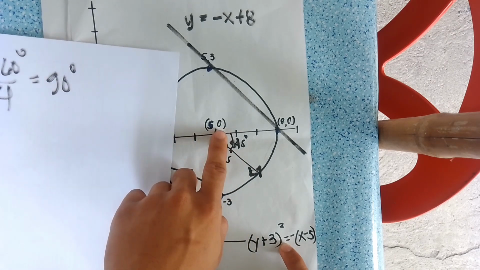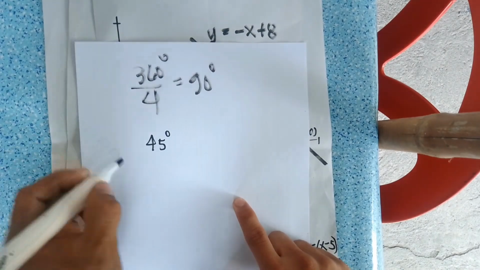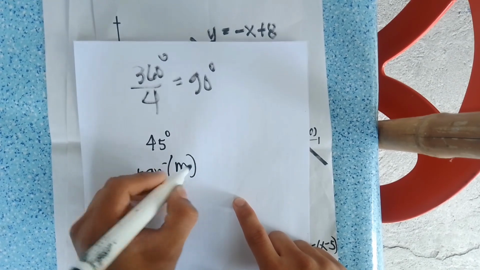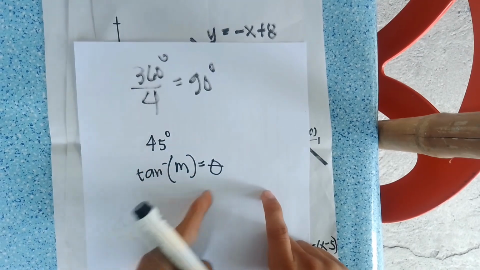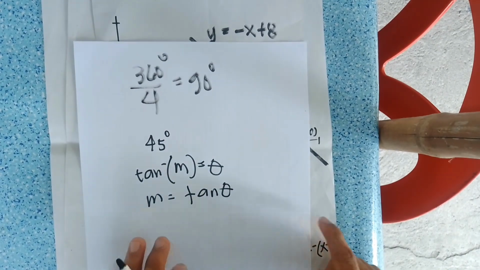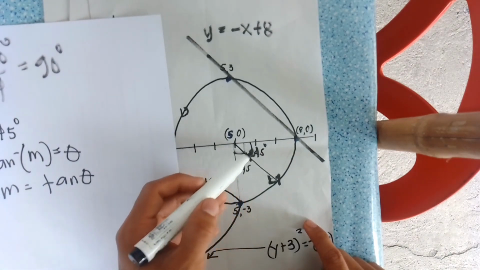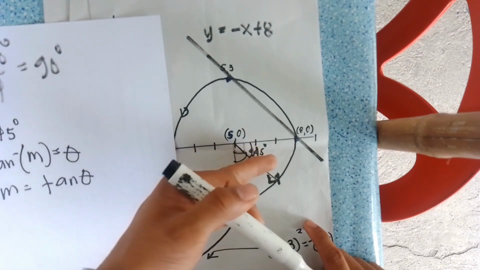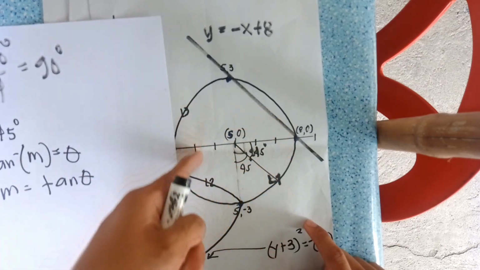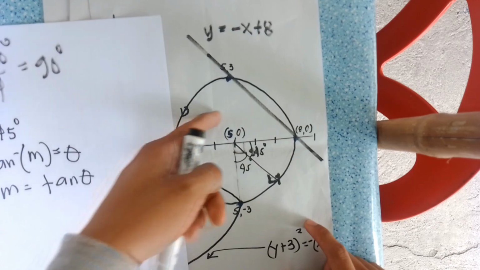So we are given 45 degrees, and the formula, the arctan of slope is equal to theta. Solving for it, we'll get m is equal to tan theta. And take note, this line leans to the left. So therefore, this 45 degrees, supposedly, if we go around counterclockwise, the angle is positive. But if we follow the clockwise direction, our angle will be negative.